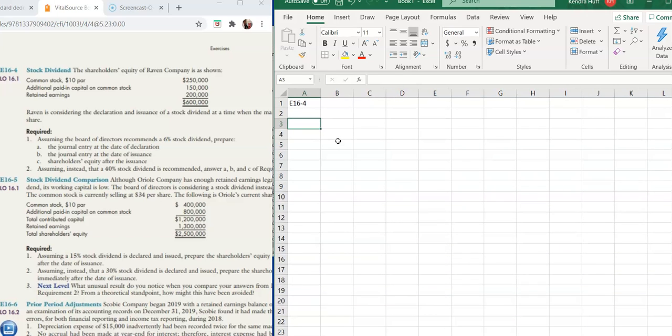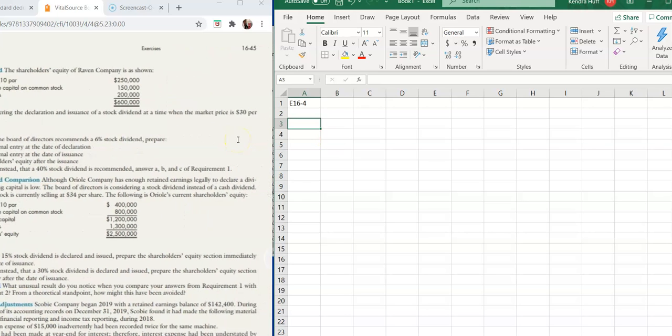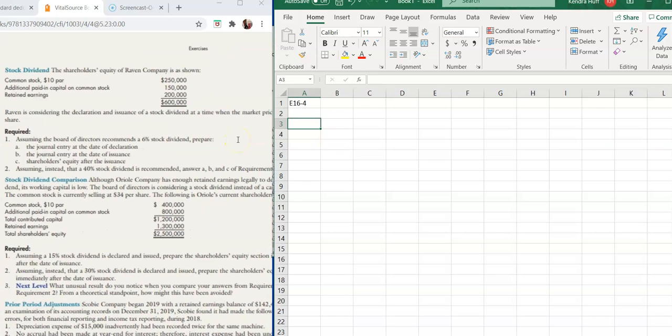The shareholders' equity of Raven Company is as shown. So we've got common stock, $10 par, $250,000. Additional paid in capital of $150,000 and retained earnings of $200,000. Raven is considering the declaration and issuance of a stock dividend at the time when the market price is $30 per share. Assuming the board of directors recommends a 6% stock dividend, prepare the journal entry at the date of declaration, the journal entry at the date of issuance, and shareholders' equity after the issuance.